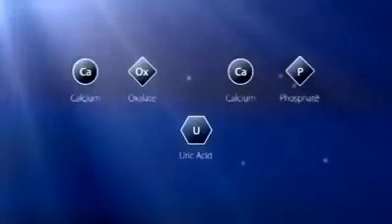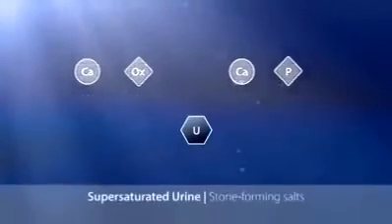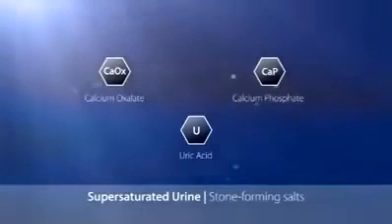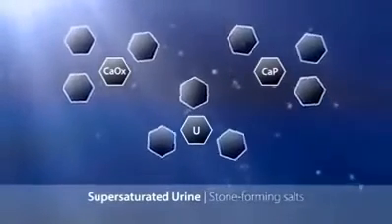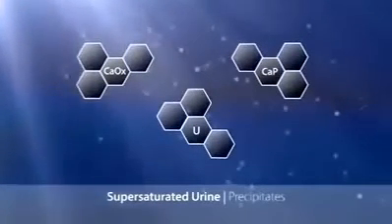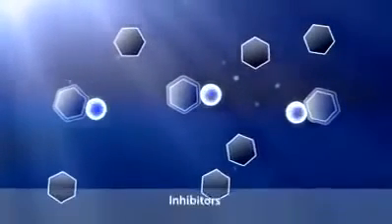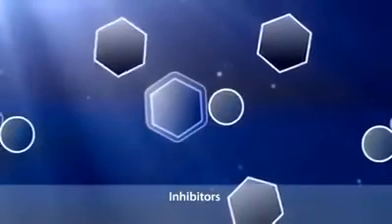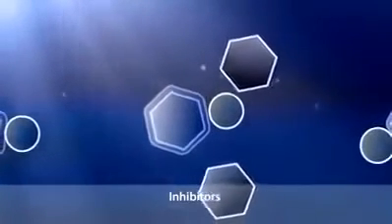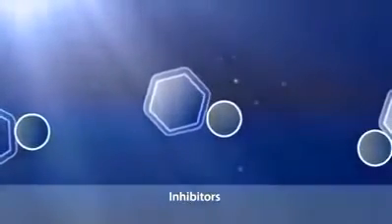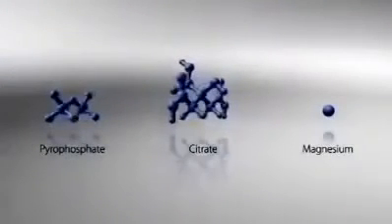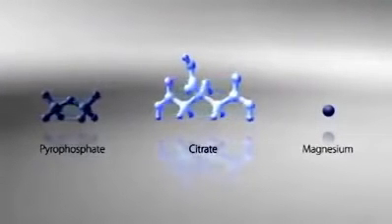One critical factor is supersaturation of the urine with stone-forming salts. Supersaturation is the driving force for crystallization. In undersaturated urine, crystals cannot form. The other important factor is a deficiency in substances called inhibitors. Inhibitors retard the nucleation, growth, and aggregation process by binding ions needed for crystal formation and growth. One of the most important inhibitors is citrate.